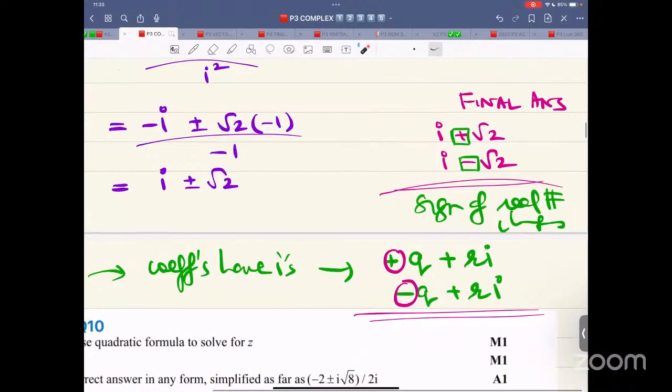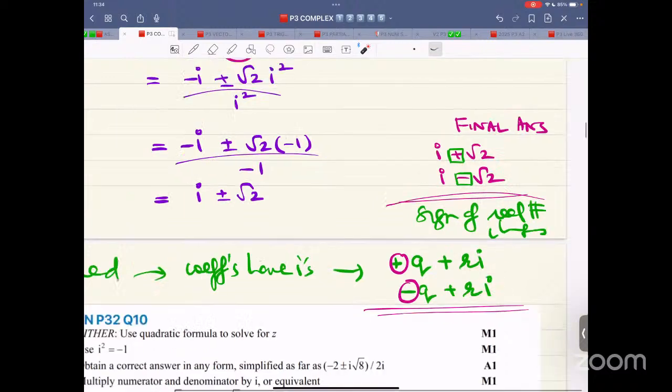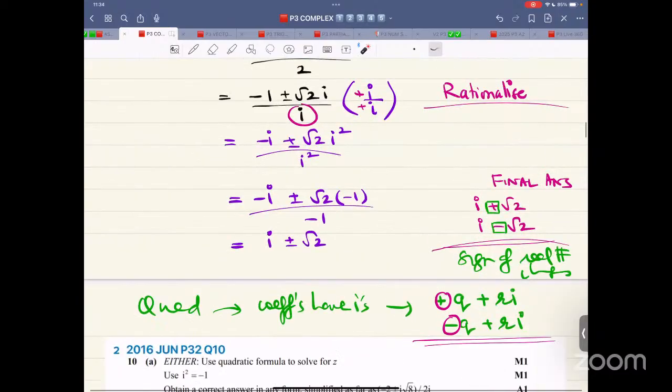Now have a good look. When the coefficients have i's, you're not going to get the normal conjugates. These are a different kind of conjugates. The sign of the real part changes. So this is root 2 plus i, minus root 2 plus i. The sign of the imaginary part does not change, but the sign of the real part changes. Yes, this occurs. This comes in the exam.